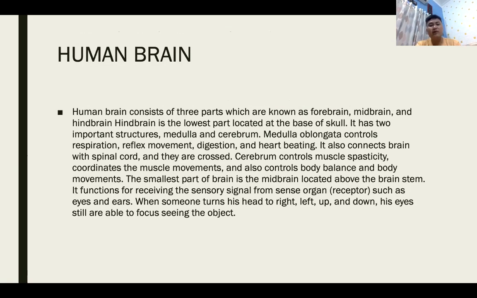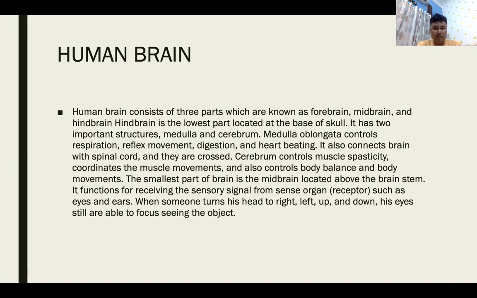Human brain. The human brain consists of three parts, known as forebrain, midbrain, and hindbrain. The hindbrain is the lowest part, located at the base of the skull. It has two important structures, the medulla and the cerebellum. The medulla oblongata controls respiration, reflex movement, digestion, and heartbeat. It also connects the brain with the spinal cord. The cerebellum controls muscle tone, coordinates muscle movement, and also controls body balance and body movement.